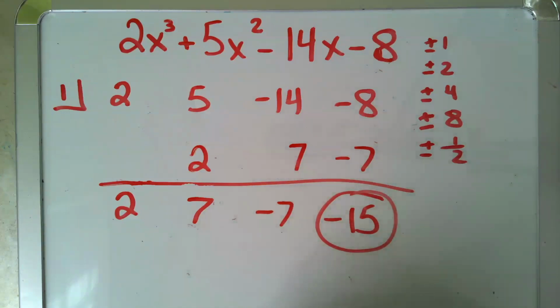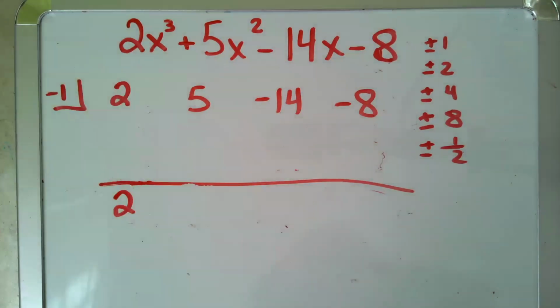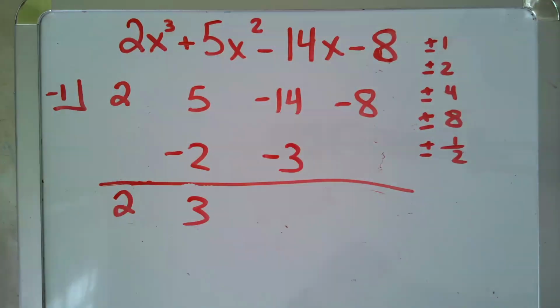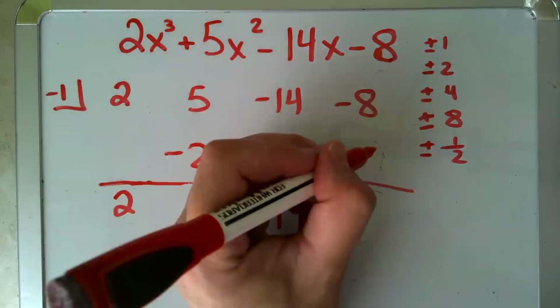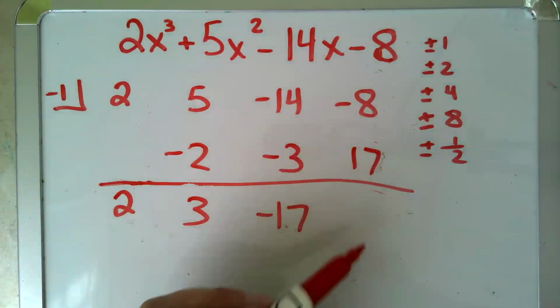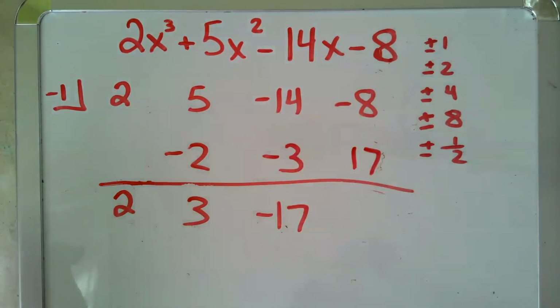So now I'm going to go down the line and try the next one. All right, here I go again. Negative 1 times 2 is negative 2, and I add. That is 3, and I multiply. That is negative 3, and I add. That is negative 17, and I multiply. And I can see this is not going to add up to 0, so I move on to my next.